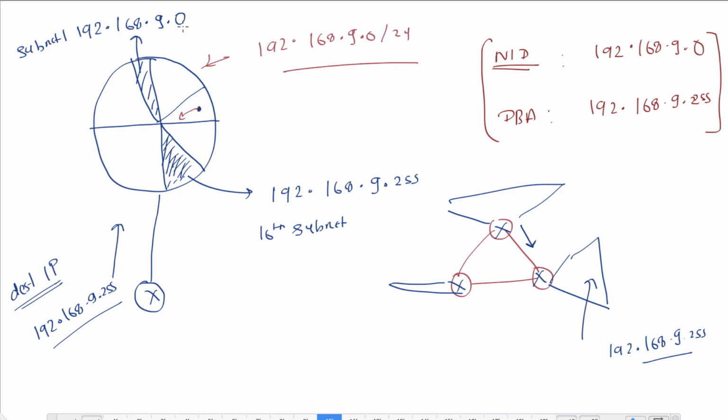Okay. So the network ID of the first subnet and the directed broadcast address of the last subnet are overlapping with the network ID of the whole network and the directed broadcast address of the whole network. But this is not a problem, because from the outside world the subnetting is not visible, and from the inside world everything is visible. Every subnetting is visible, which means this network ID will be considered as the network ID of the first subnet only. Similarly, this directed broadcast address will be considered as the directed broadcast address of the last subnet only, right?